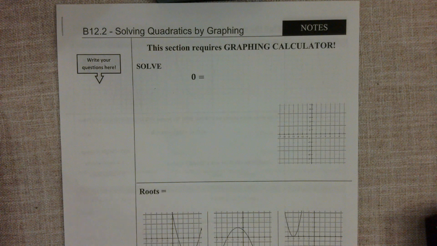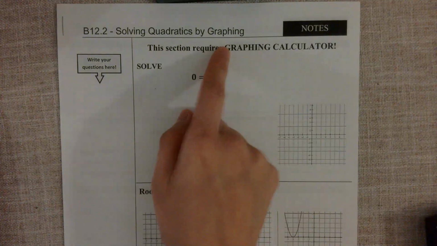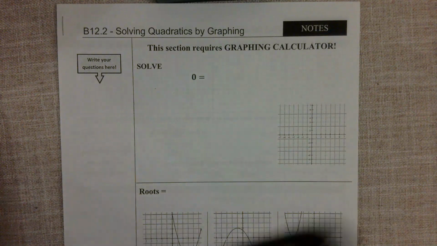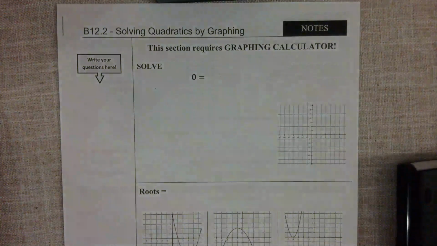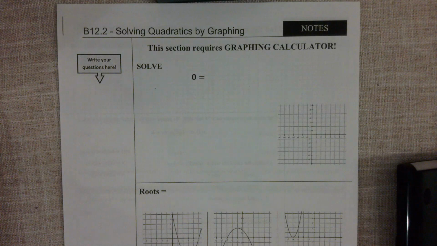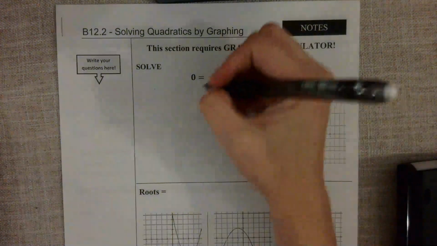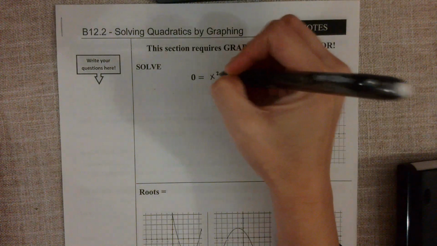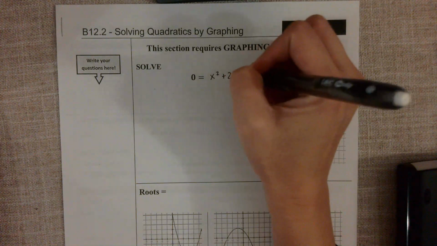Okay, so today we're going to talk about quadratics and graphing, and you're going to need a calculator, so make sure you get one or use an online version, but you should really get your own calculator. Okay, so we're going to have an example, so let's start with 0 equals x squared plus 2x minus 3.